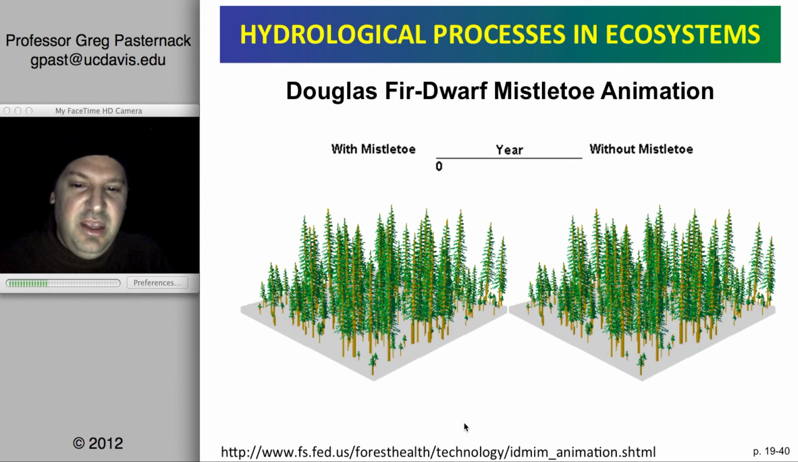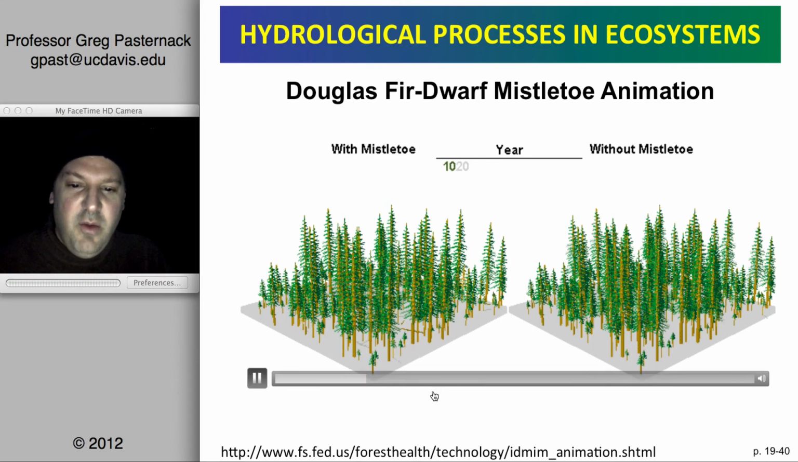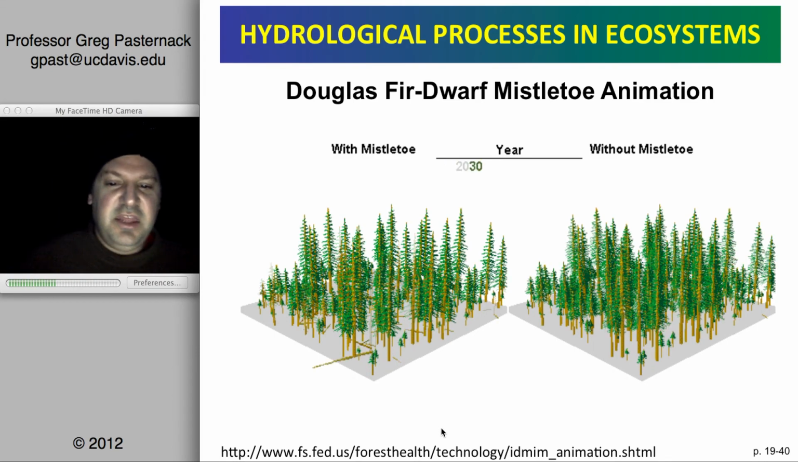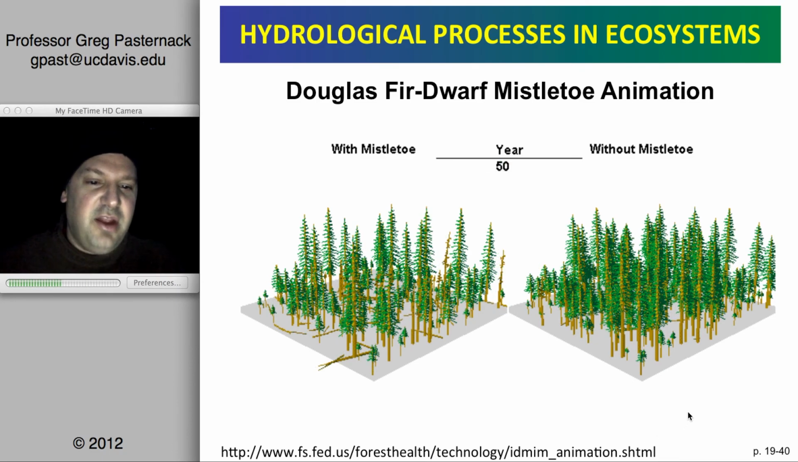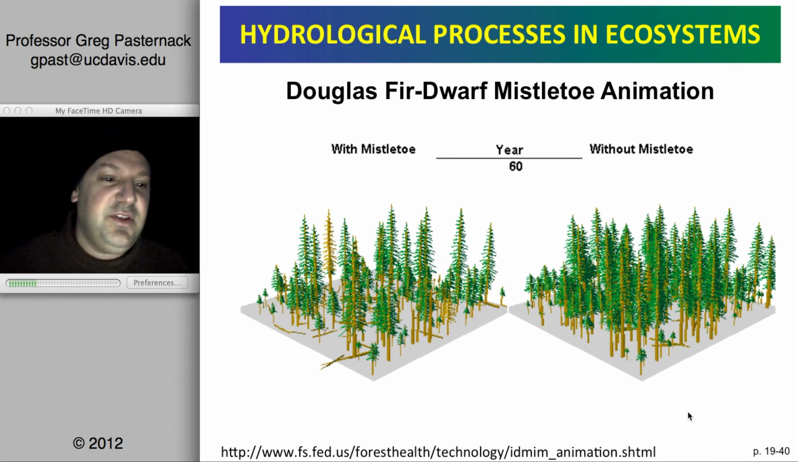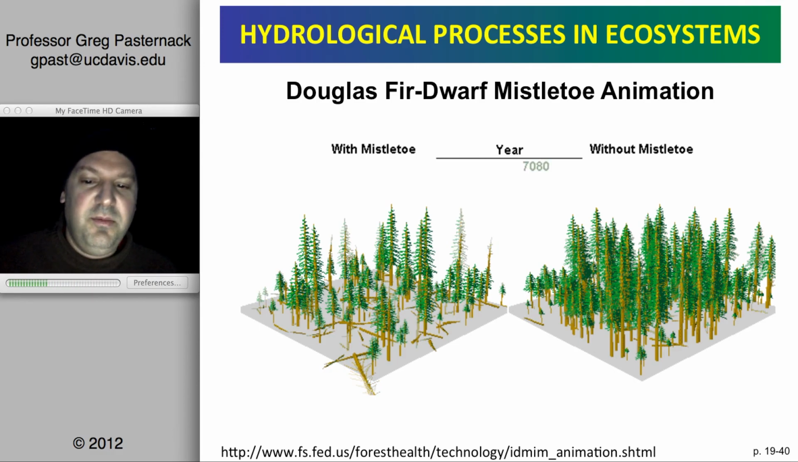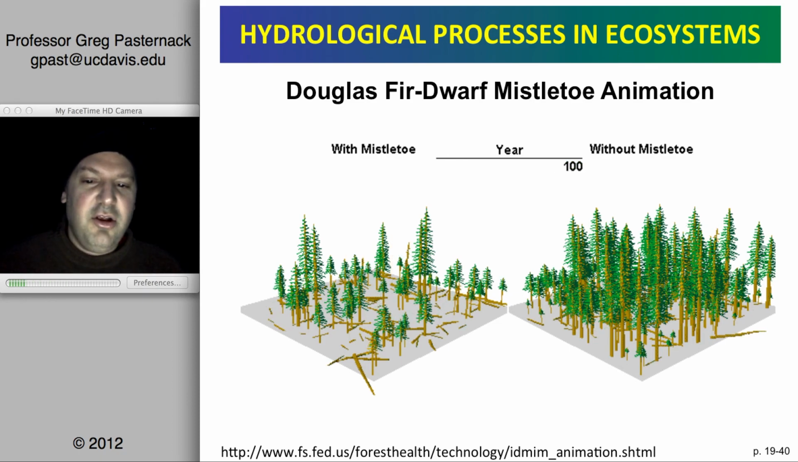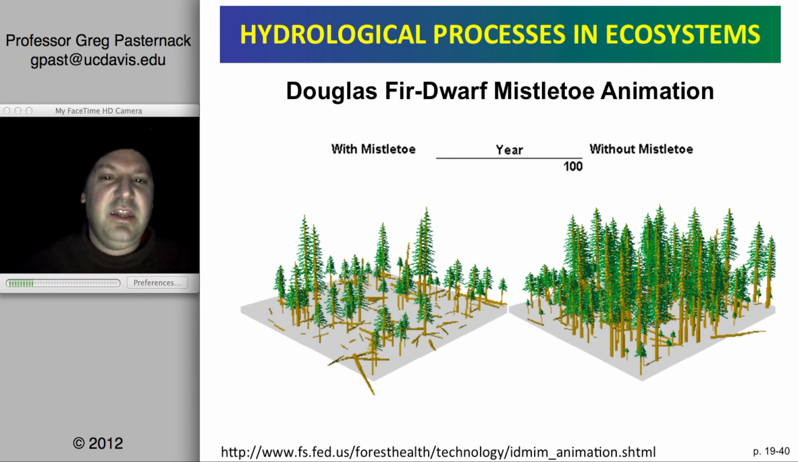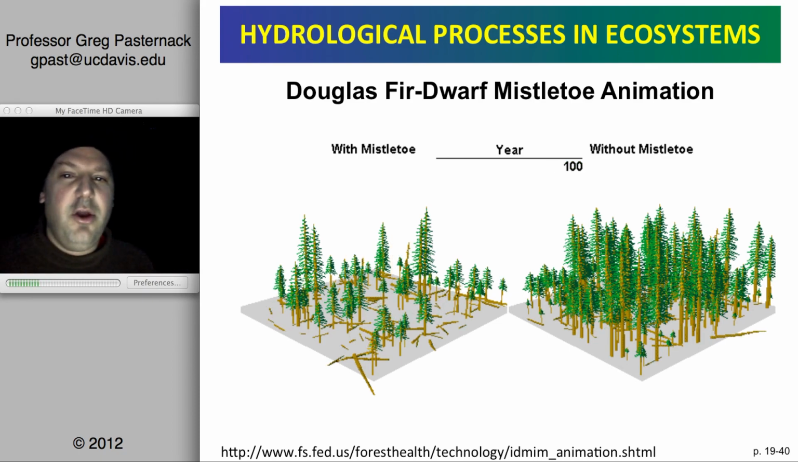I've given you the web link, and what you're going to see is the thinning of the forest, the downing of the wood on the left, and on the other hand, on the right, you just see that the individuals that are there just grow and basically are able to survive. So 100 years later, you can see a significant difference with dwarf mistletoe present or not.